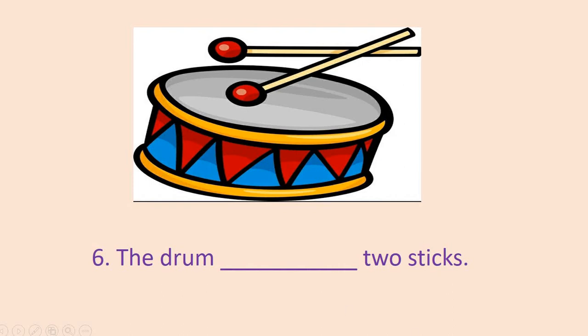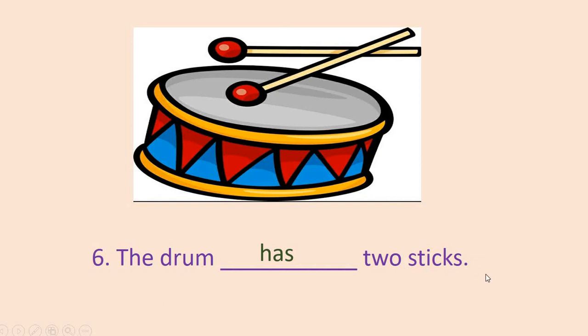So, drum dash 2 sticks. See, can you see these sticks? We hold this stick and we play the drum. The drum dash 2 sticks. The drum, what will be the answer? The drum has 2 sticks. The drum has 2 sticks. Understood this? The drum has 2 sticks.